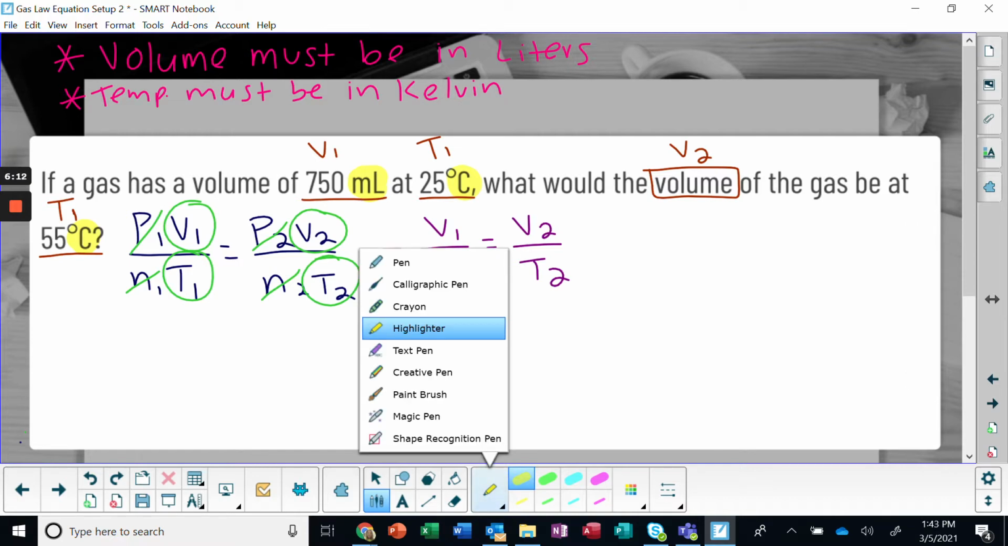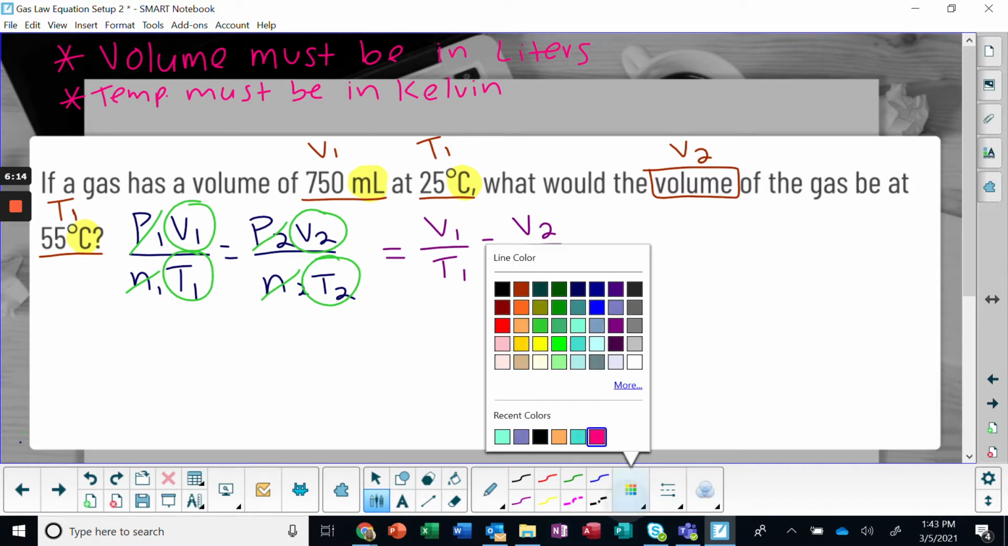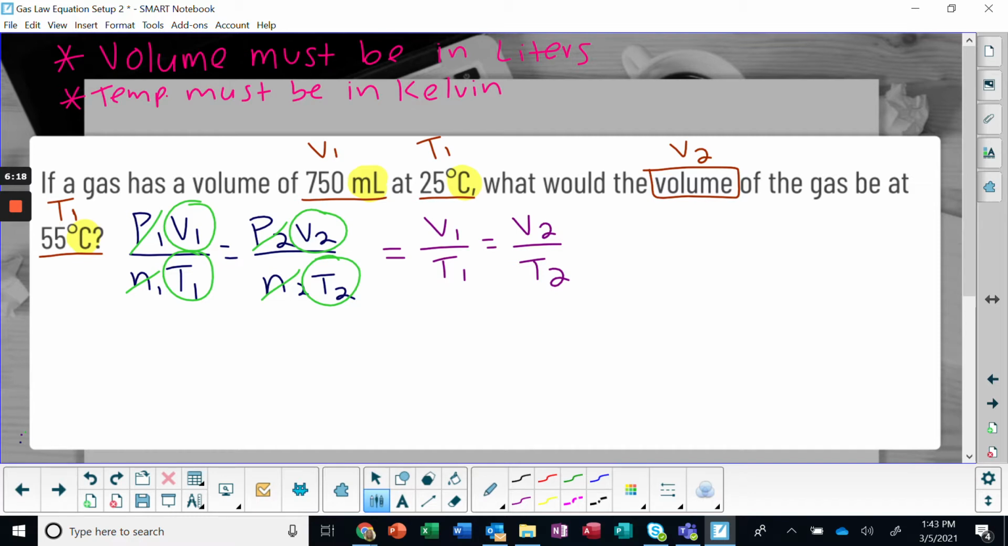So let's go back to my pen. Alright, so if we remember, in order to convert from milliliters to liters, we have to move the decimal place left 3 times. So right now, 750 has a decimal right behind it, so it should go 1, 2, 3. So I'm going to rewrite it over here. V1 is equal to 0.750 liters.